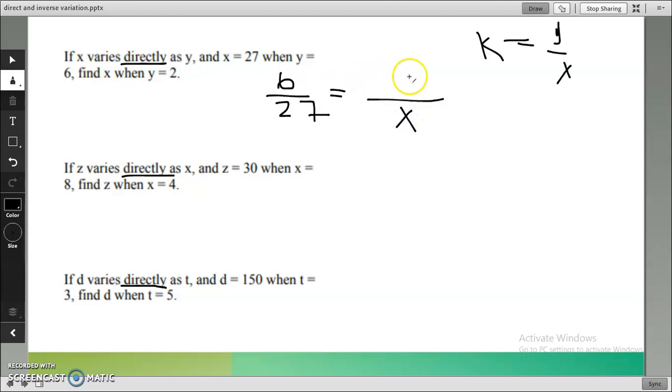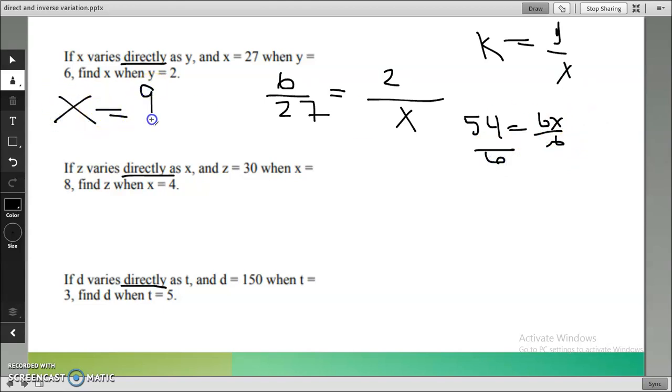So I'll put an x there when y is 2. And I know that just because they're directly proportional. And we'll do it another way for the next problem. So I'll cross multiply because I can cross multiply. That's going to give me 2 times 27, which is 54. So I can get 54 equals 6x. Then I divide by 6 on both sides. And that gives me, come over here and write it, x equals 9. So I want to find x when y equals 2, so x equals 9.